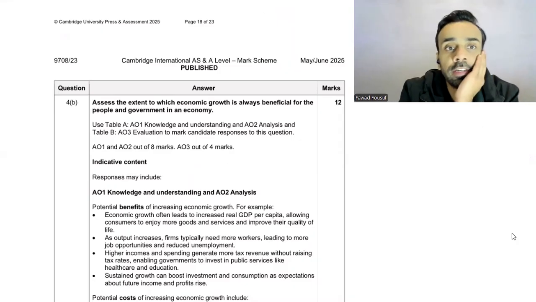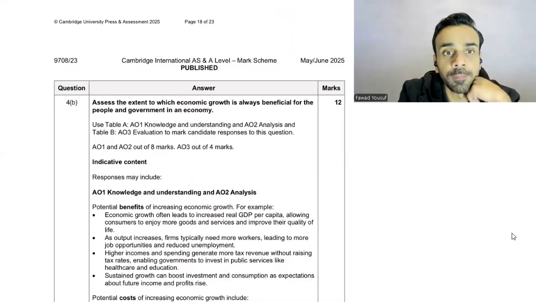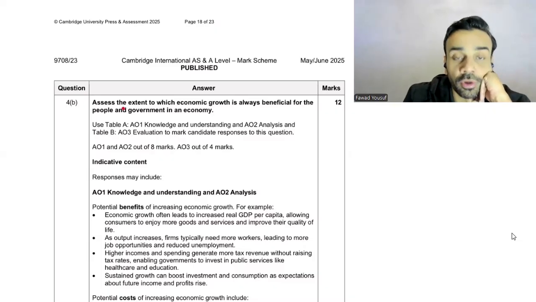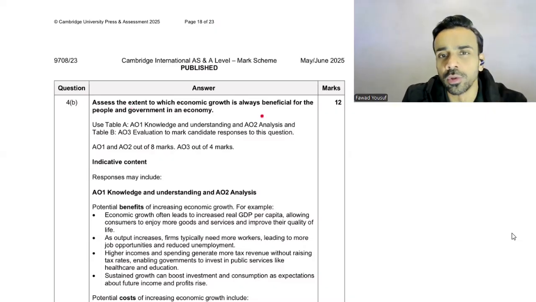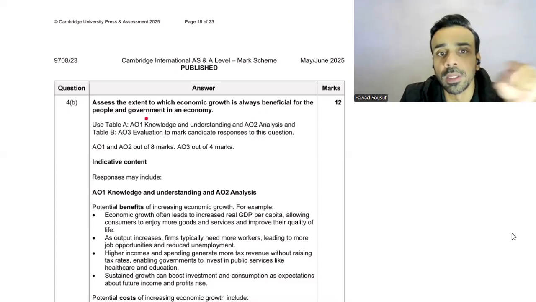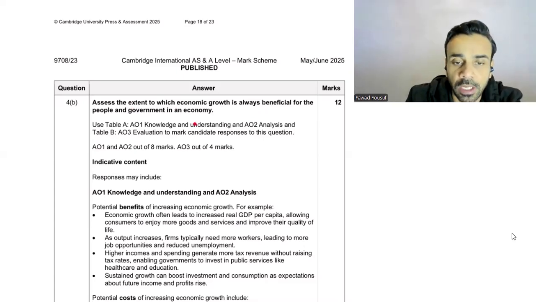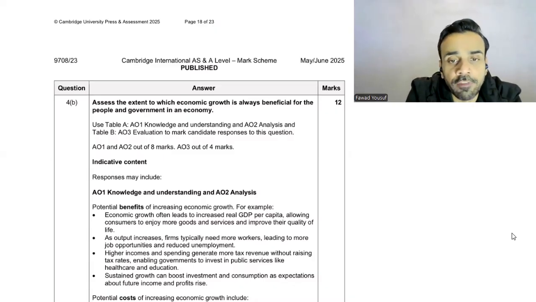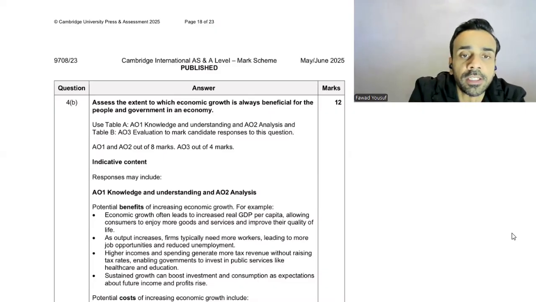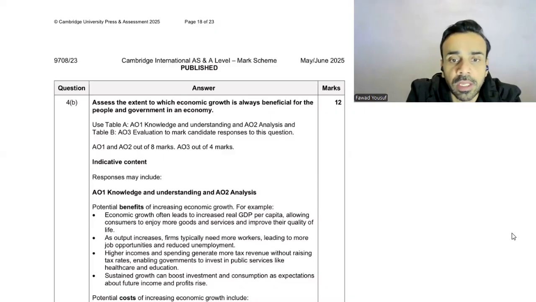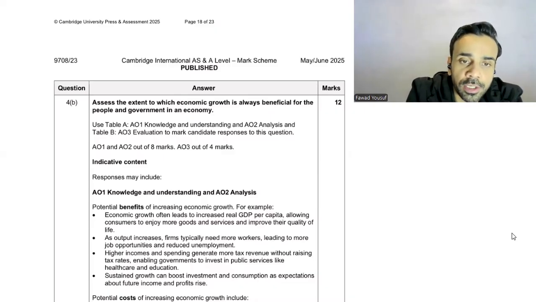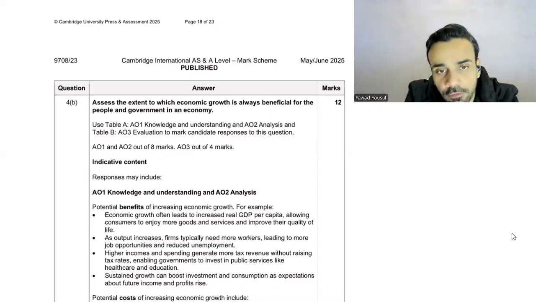It's a June 25 variant 23 का question है, जिसके अंदर they're talking about assess the extent to which economic growth is always beneficial for the people and government in the economy. All your points, whichever you're explaining, should be very clear कि ये public को affect कर रहा है या ये वाला point जो है ये government को affect कर रहा है. Your four arguments should be for people and government. Your counter argument should be for people and government.